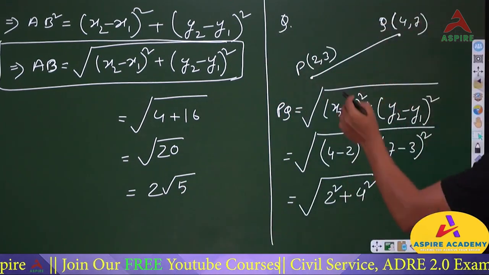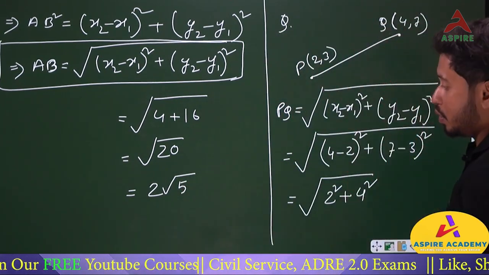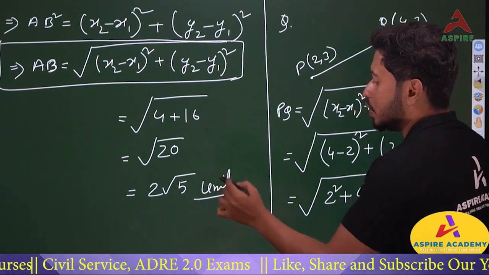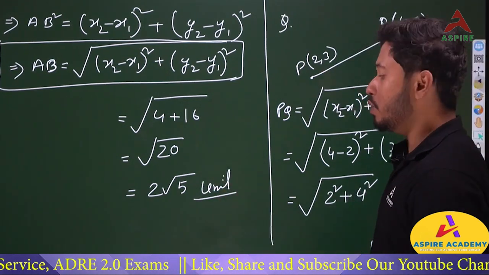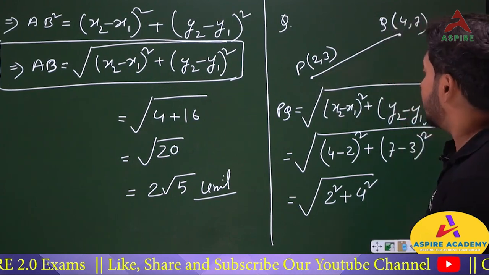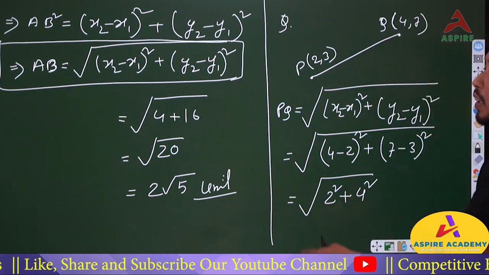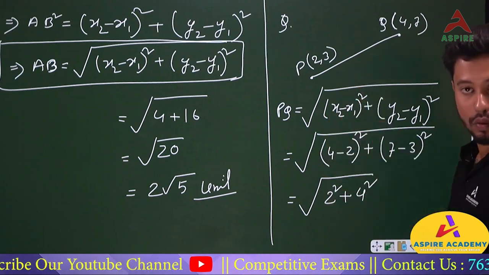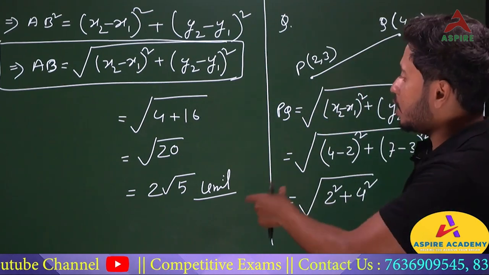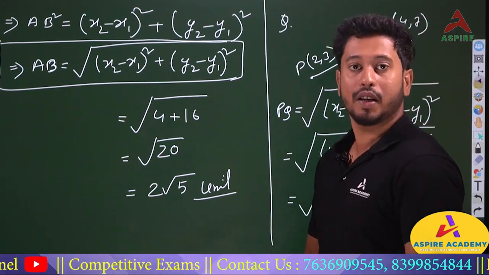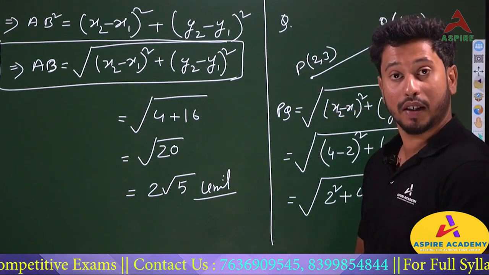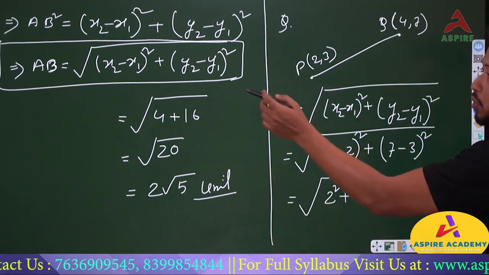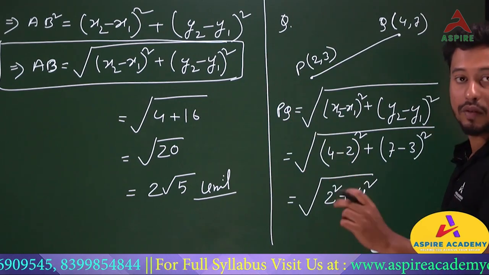So the distance between P and Q is 2 root over 5 units. Whatever the unit is, centimeter or meter, we have to use it here. So by this formula, using the coordinates of 2 points, we can easily measure the distance of any straight line. Remember one thing: by this formula, we can only measure the length of a straight line.